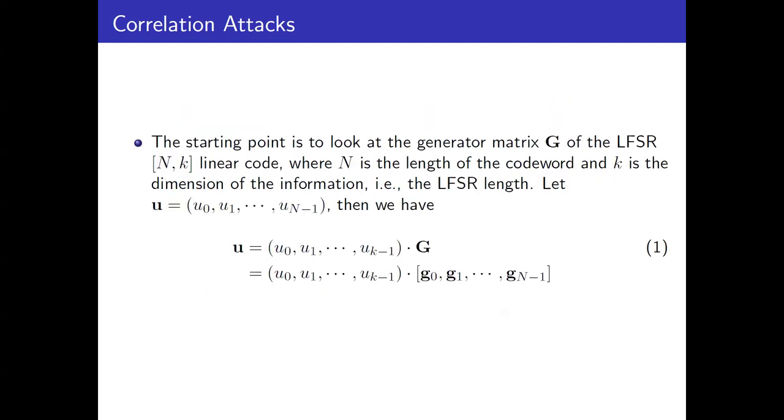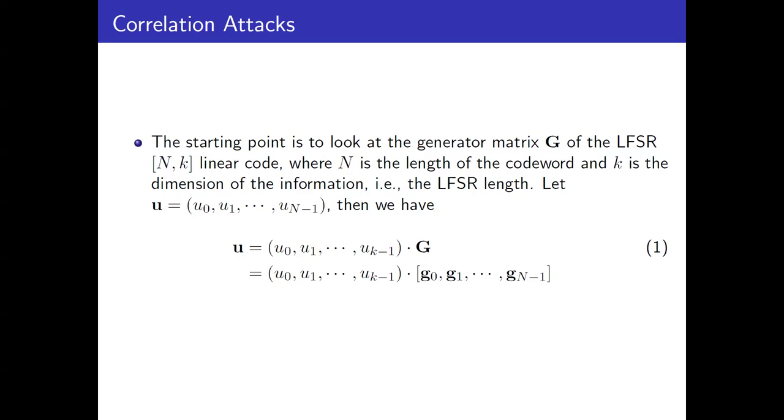The starting point is to look at the generator matrix G of the linear feedback shift register [n, k] linear code, where n is the length of the code word and k is the dimension of the information. That is the linear feedback shift register length. And we have this representation. This will represent the linear feedback shift register output sequence as a code word.